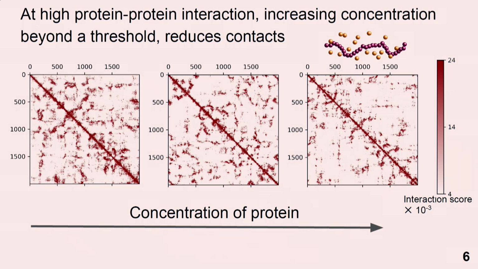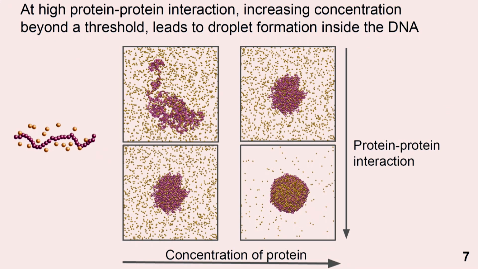But if I go to the high protein-protein interaction limit and increase the concentration, something different happens here. The contact intensity goes down. If you look at the leftmost and rightmost pictures, the contacts are extremely low here. The reason we think this is happening is that if you increase the protein-protein interaction too much, they like each other a lot and not the DNA. So these are some of the configurations you can get from these simulations.